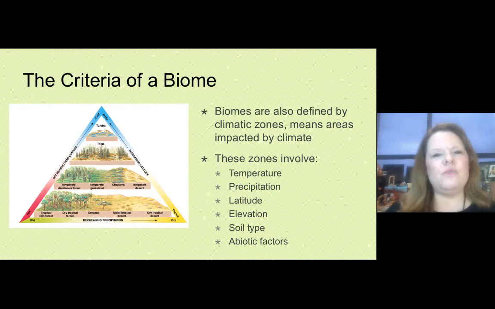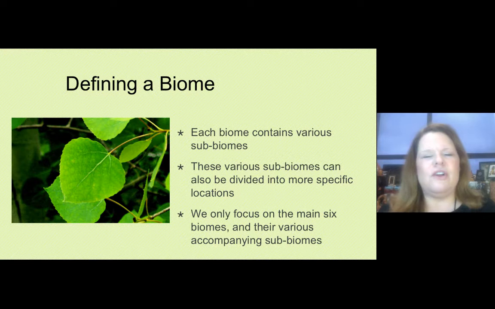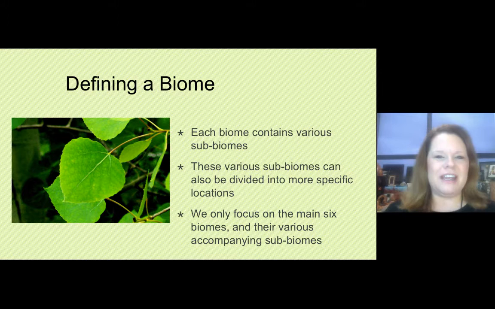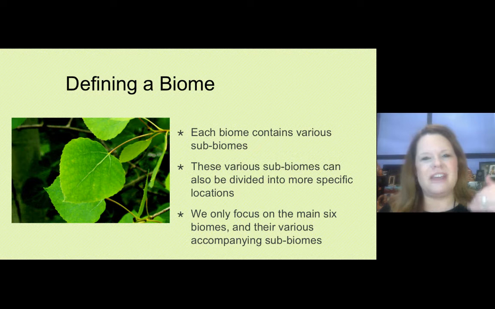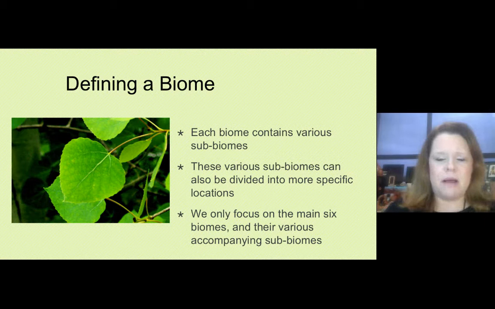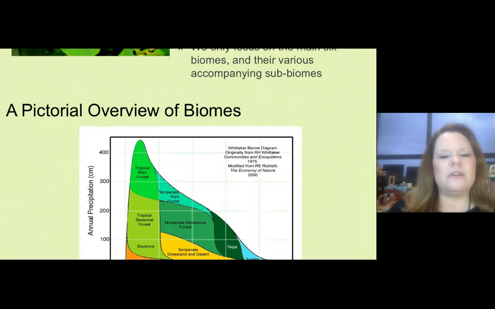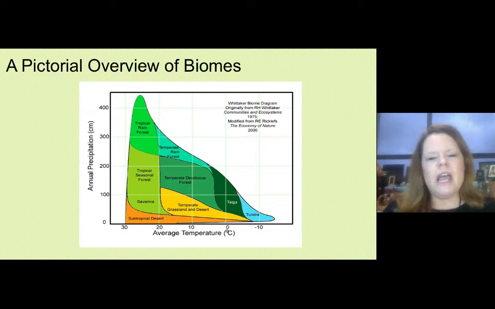So when we continue to define a biome, each biome contains various subbiomes. So it gets a bit confusing. And so you have to kind of get a sheet of paper out and classify them and write them down so you can kind of see that they follow a trend. These various subbiomes can be divided into even more specific, regional, and even site-specific subbiomes. We're going to focus on 6 major biomes this semester and their accompanying subbiomes and talk to you about the majors.